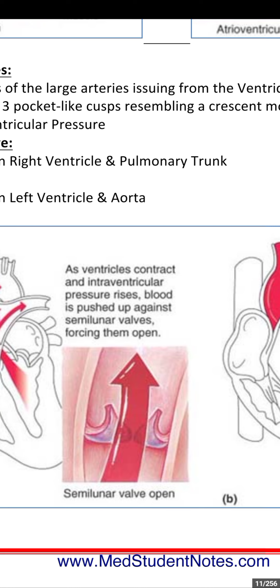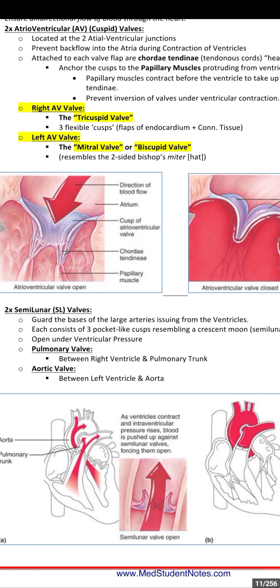Next is the pulmonary valve, situated between the ventricle and the pulmonary trunk. Next is the aortic valve. So there are two types of semilunar valves: the pulmonary valve and the aortic valve. The pulmonary valve is between the right ventricle and the pulmonary trunk, and the aortic valve is between the left ventricle and the aorta. The pulmonary valve contains carbon dioxide rich blood, and the aortic valve contains oxygen rich blood. As you can see, this is the aortic valve, and this is the pulmonary valve.